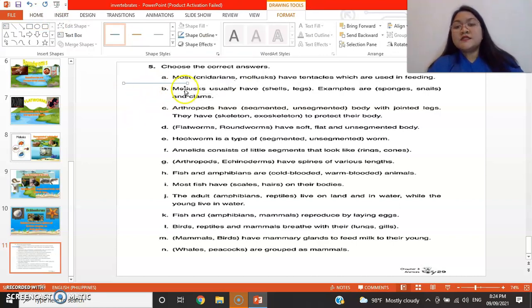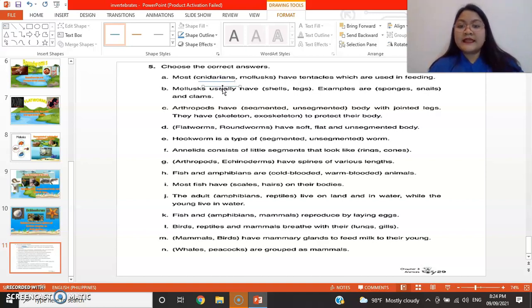Letter A. So most cnidarians or mollusks have tentacles which are used in feeding. So which group of invertebrates has tentacles? Okay, what is your answer? 5, 4, 3, 2, 1. The correct answer is cnidarians. Okay, very good. Cnidarians have tentacles.